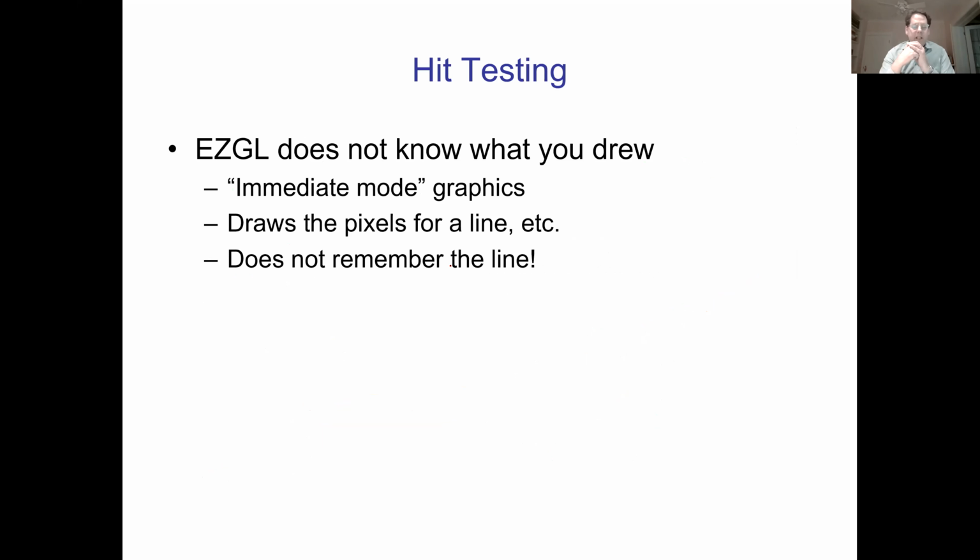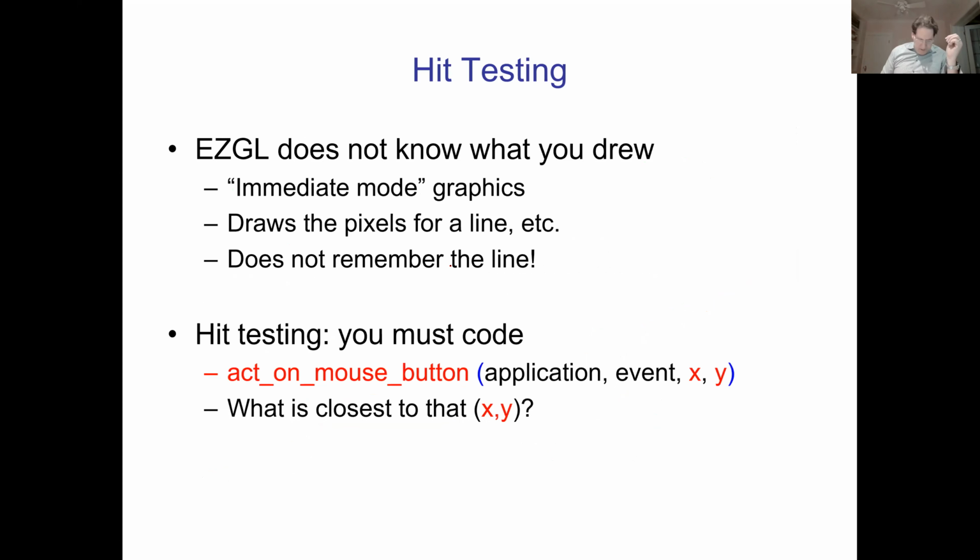EasyGL can't do this for you. It draws all your lines, all your rectangles, polygons, etc., but it doesn't remember what you drew. This is called immediate mode graphics. You send commands, it immediately renders them onto the screen, and it forgets that it did it. So if you want to do what's called hit testing, where a person clicks the mouse and you need to know what that person clicked on so you can take some action, for example highlighting an intersection, you have to code that.